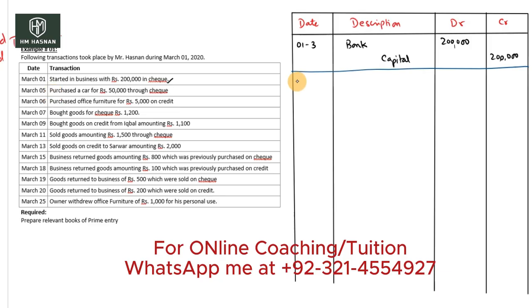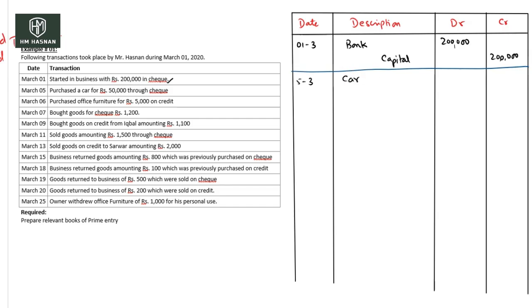And the second one is 5 March. That is the purchase of car. If we purchase a car, it means car is an asset, car is debit, and the car is being purchased by using check, meaning bank credit by rupees 50,000. Okay.